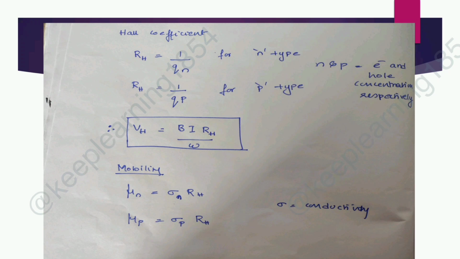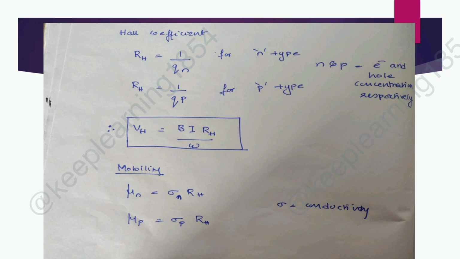Now RH, that is the Hall coefficient. The expression for Hall coefficient is given as 1 by Qn for the N-type material and 1 by Qp for the P-type material. As you can see, in N-type material the majority charge carriers are electrons, therefore Q will be negative. So the Hall coefficient RH will also be negative in case of N-type material, and it will be positive for a P-type material.